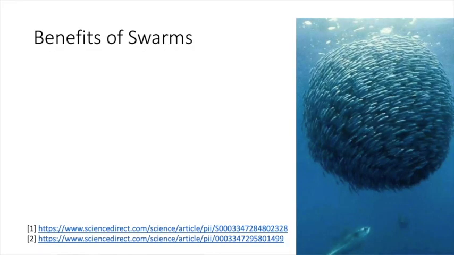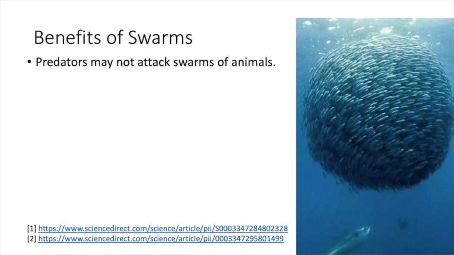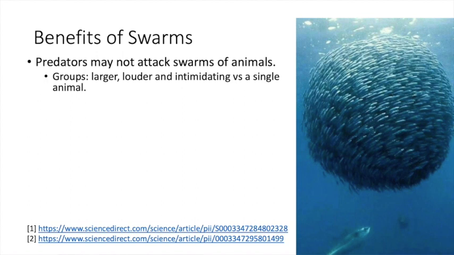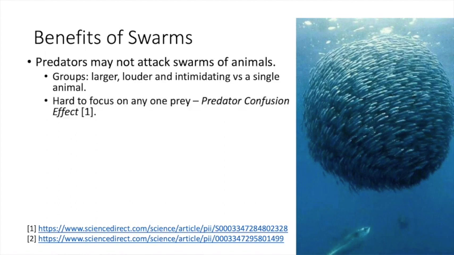But why is it that swarms exist in nature? Well, they offer certain benefits. For example, a swarm can protect animals from the attacking predators. And that's because, first off, the groups are larger and louder than a single animal. Therefore, the swarms intimidate an approaching predator. Secondly, the predator can sometimes be confused as to which animal to concentrate on and hunt because there are too many animals to concentrate on simply.